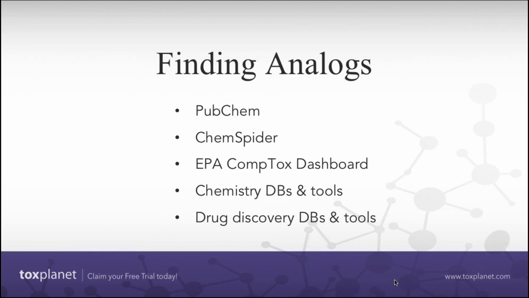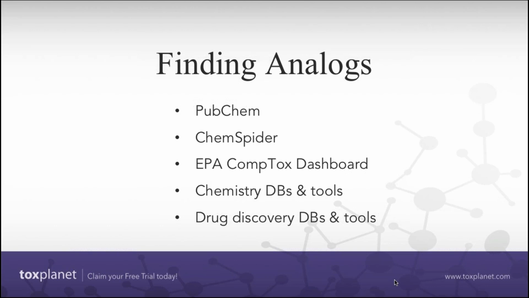So finding analogs, there's quite a few ways out there to find analogs, but they all operate slightly differently. You have PubChem, of course, and then ChemSpider, the EPA's computational toxicology dashboard. There's a handful of more chemistry-oriented databases out there, like the ones from Elsevier. There's also quite a few drug discovery databases out there, but they all operate slightly differently. They require structure searching, or they require IUPAC name or something like that. Some of them require quite a big investment up front to actually use them, so they're not really accessible.